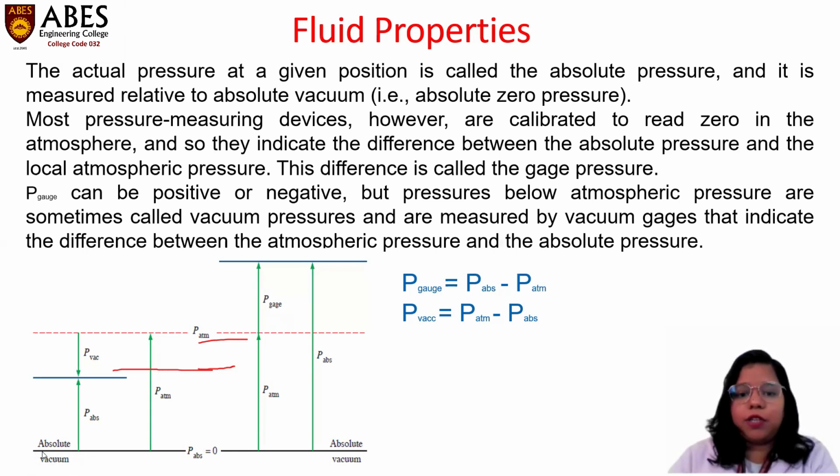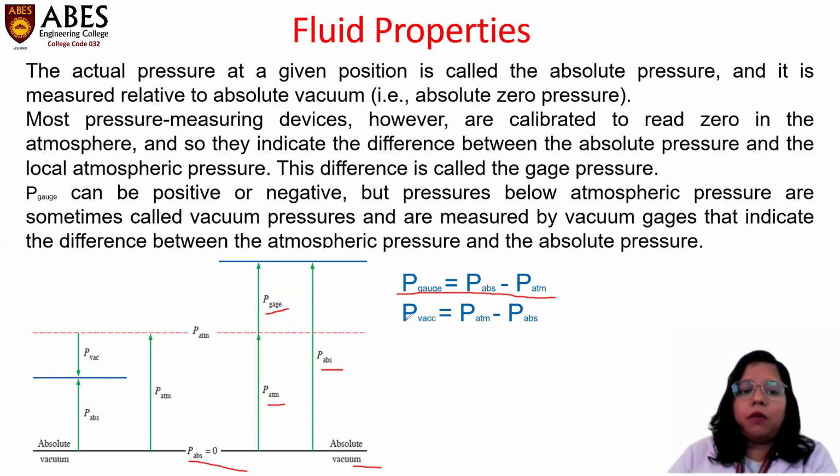So what is gauge pressure? Here, P gauge is equal to P absolute minus P atmospheric. This is the absolute vacuum line, where P absolute is 0. The P absolute, and P atmospheric. So P gauge can be calculated as P absolute minus P atmosphere.